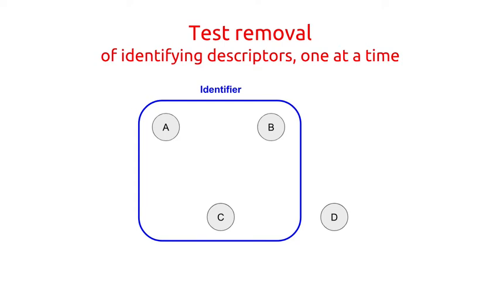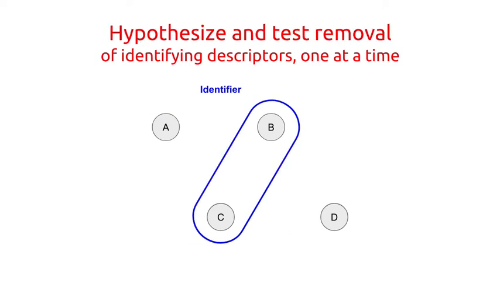We'll do this in a controlled and scientific way, checking each identifying descriptor one at a time to see if it can be removed from the identifier. Each potential removal can be tested. We test by asking the tiebreaker question. For example, let's hypothesize that descriptor A is not part of the identifier. The way we test that hypothesis is to look at the remaining descriptors B and C and see if those 2 hold up on their own as an identifier. So we ask, can 2 instances of X have the same B and C?